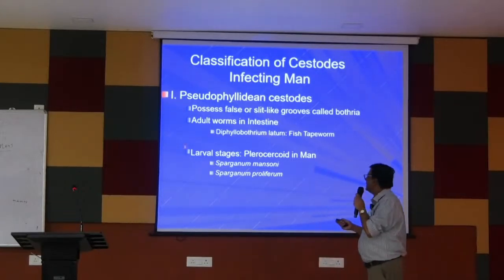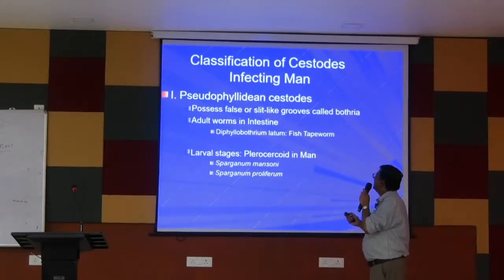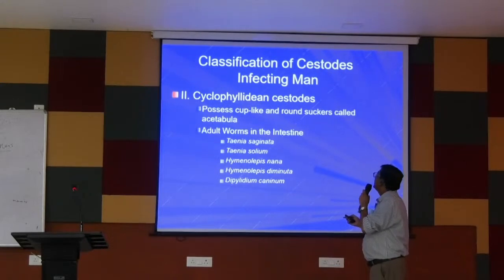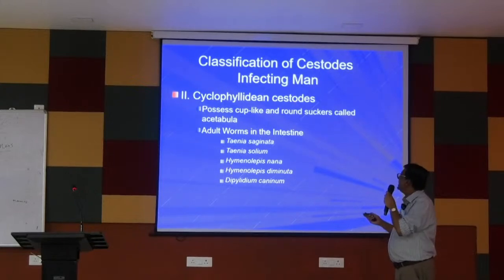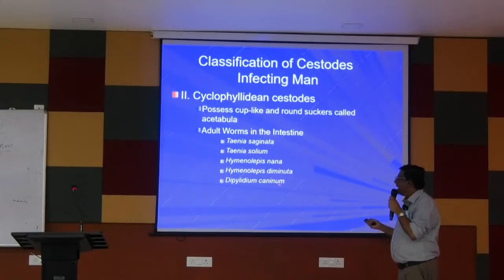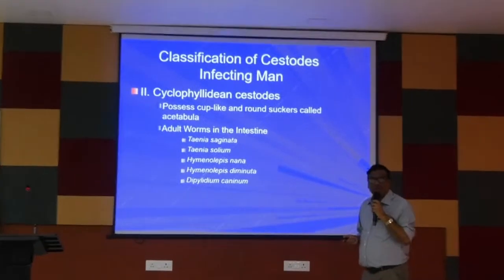The second one is the cyclophyllidean cestode. The cyclophyllidean cestodes include Taenia saginata, Taenia solium, H. nana, H. diminuta, and D. caninum. Important: Taenia saginata, Taenia solium, and H. nana. And for you people now, Taenia saginata and Taenia solium are important.